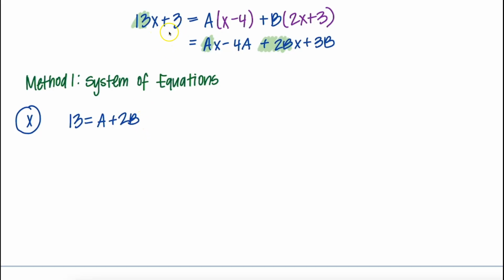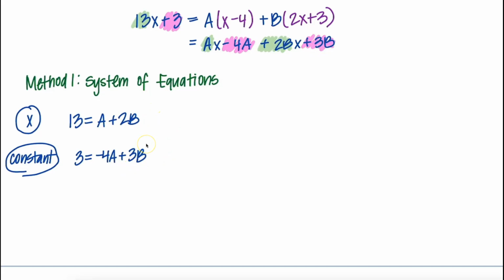And now we're going to focus on the constant terms. So positive 3 on the left must be equal to the constant terms on the right, which are negative 4a and plus 3b. Those do not have x's behind them. So we are going to have a second equation, which is 3 is equal to negative 4a plus 3b. Because it was distributed out, it was kind of easier to see, but it wouldn't have been too bad to just think about the constant term by distributing in a, negative 4a, distributing in b, positive 3b.